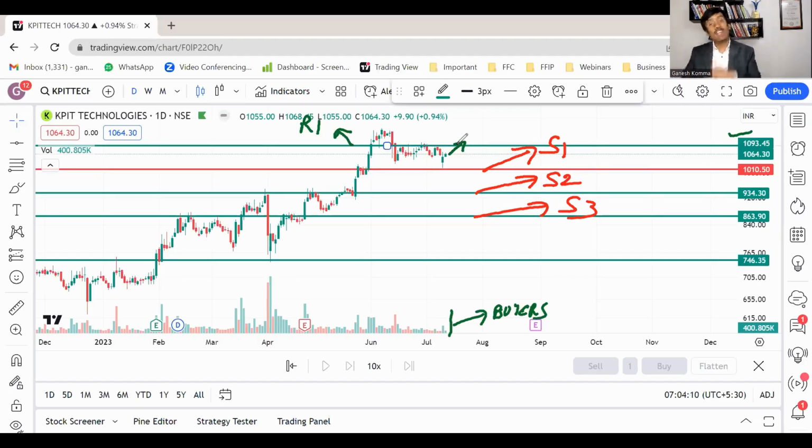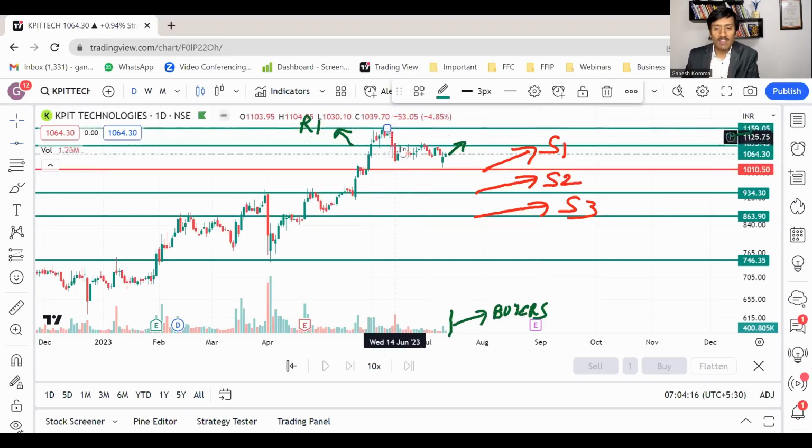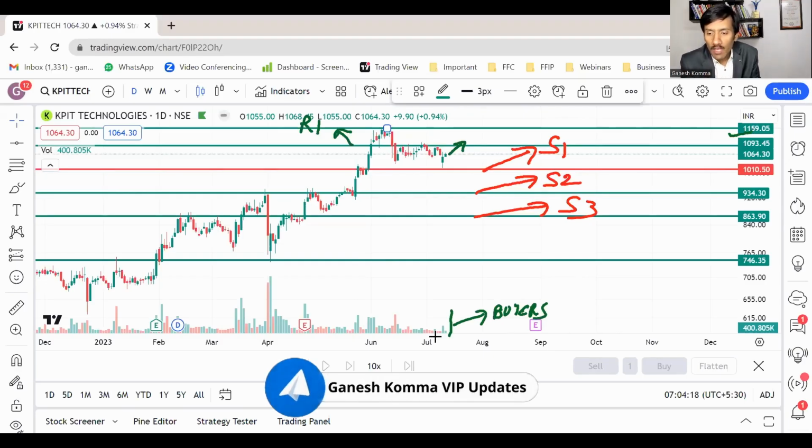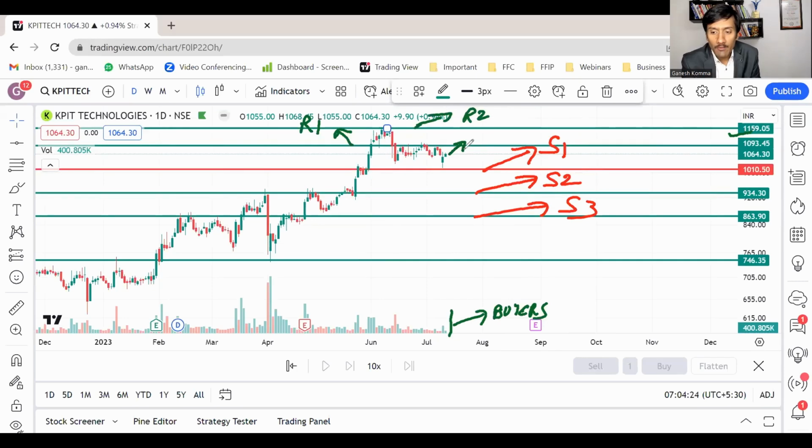And sir, what is my next resistance? R2. Let's draw the next resistance, which is this level. So this is your R2 resistance. If the stock is further crossing R2 with a very, very good volume and the buyers are more, this is again an entry point for you.